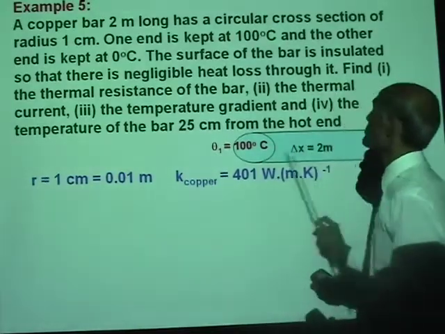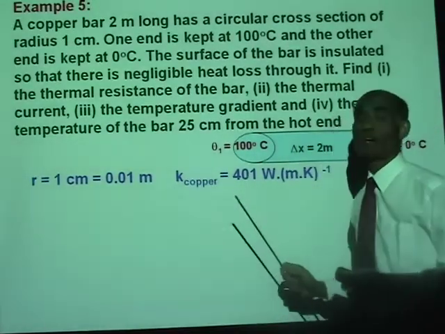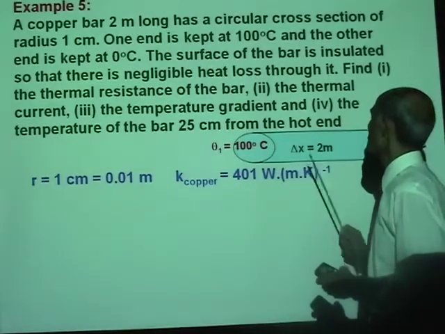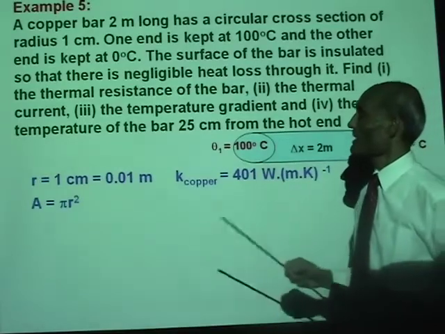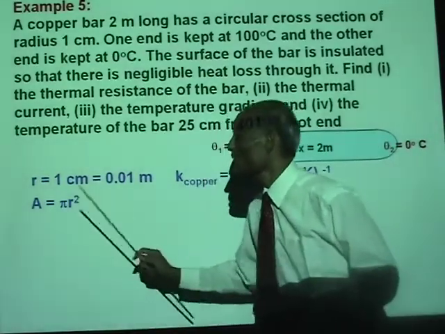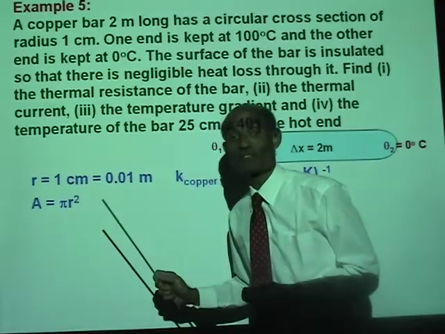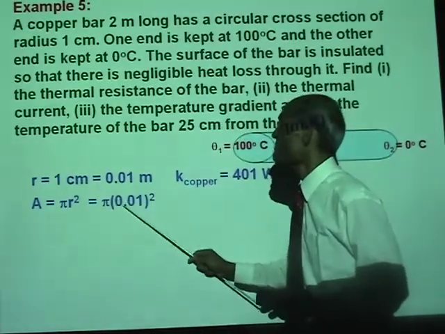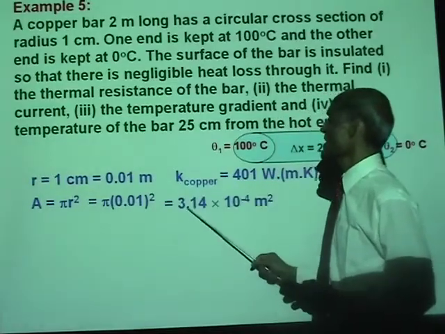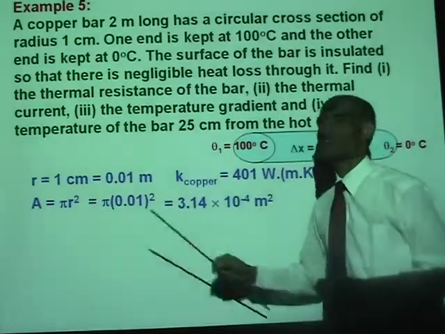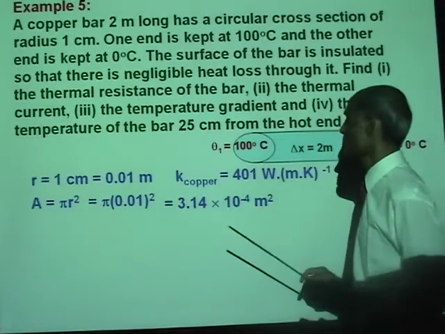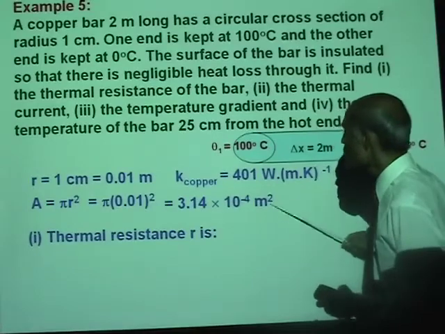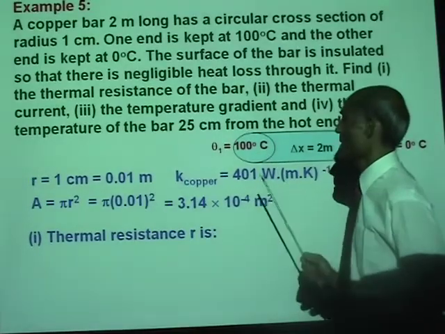And this is a copper material. K for copper from the table is 401 watt per meter Kelvin. So, the area of cross-section is pi r squared. Is that right? And this is the radius. So that will be pi times 0.01 squared, where 3.14 is the approximate value of pi, times the radius squared, and this is the area of cross-section there.